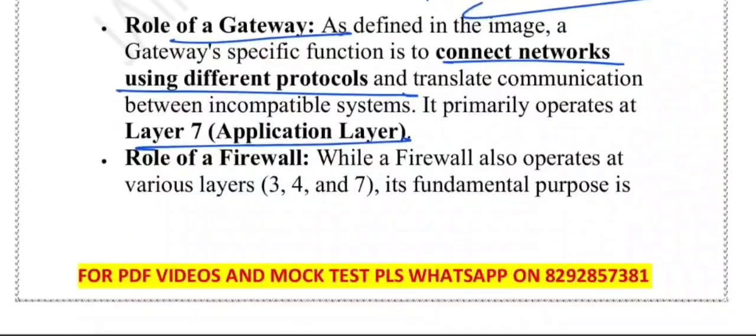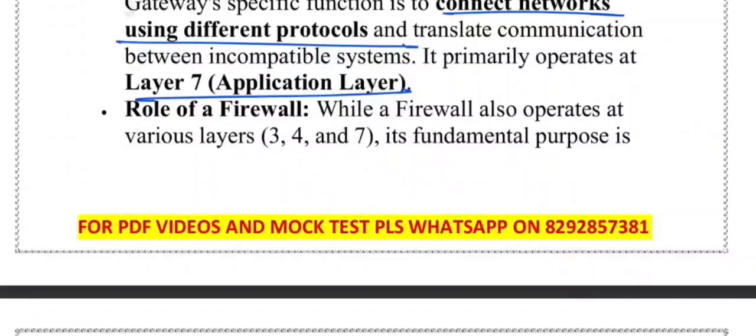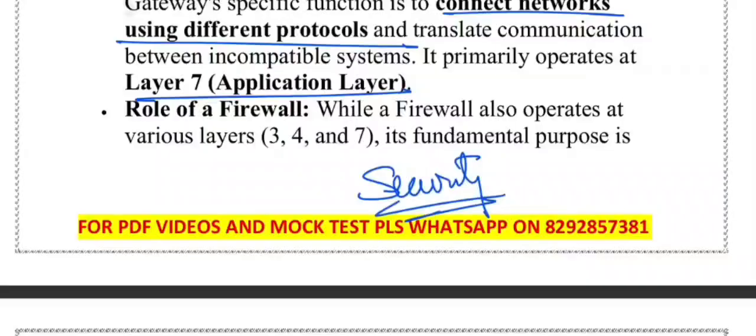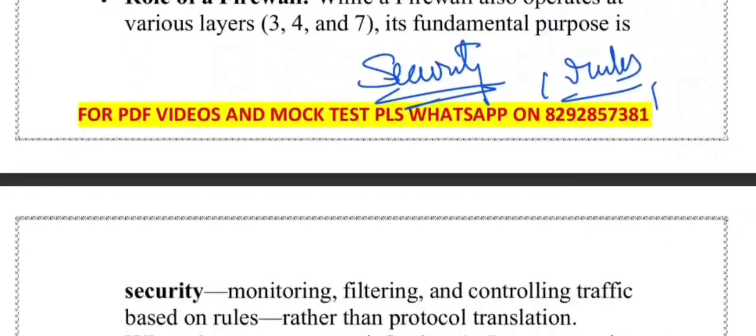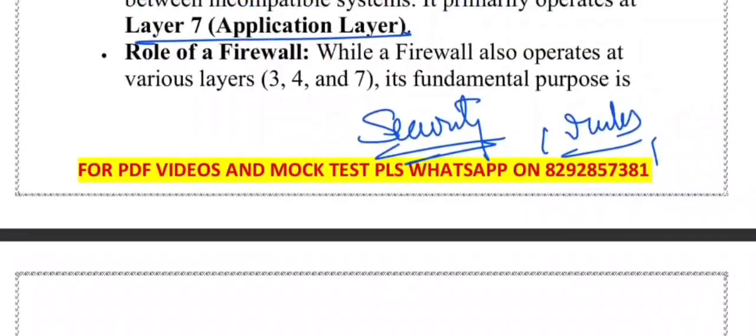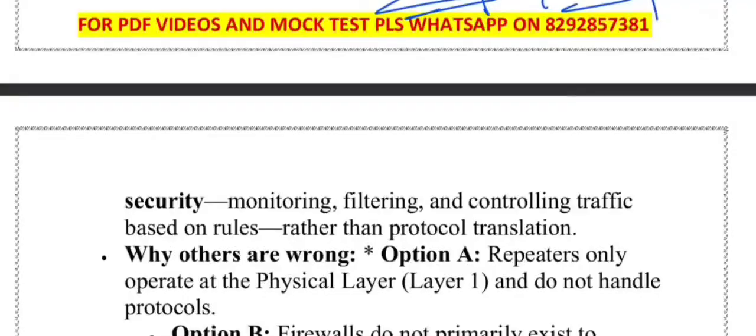Then we talked about the firewall. I told you that the firewall's purpose is security. Okay, security, and they filter traffic using rules. So they apply a rule and thereby filter the traffic. They do not translate the protocol. Firewall never translates a protocol. Firewall is used just for security purposes.